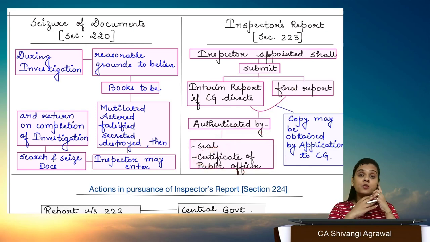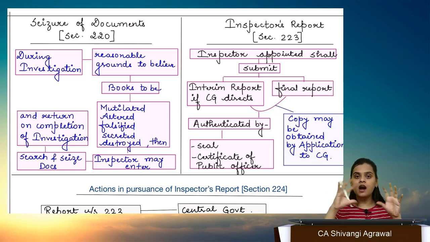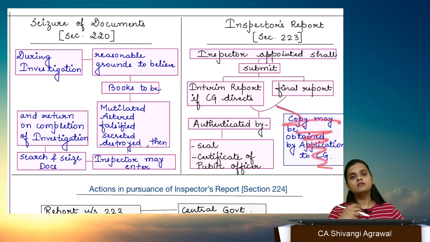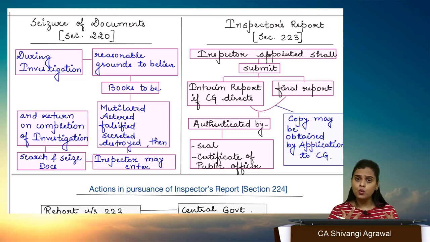Remember, I explained the whole procedure of a public officer in the main class, right? That who is a public officer, how the things happen, so that you get that practical knowledge as well. And a copy may be obtained by making an application to central government. So if you want to know what is the result of this particular investigation, what happened, what was the scope and everything, you can obtain the copy of it by making an application to central government. Central government is going to give you that.